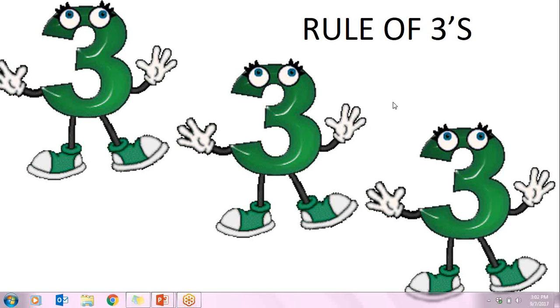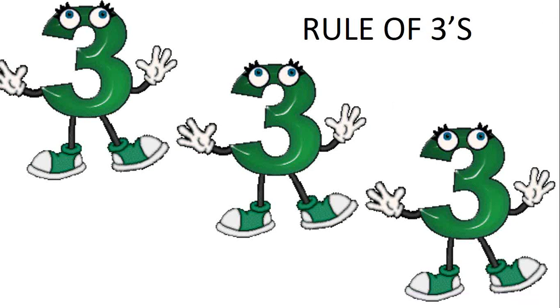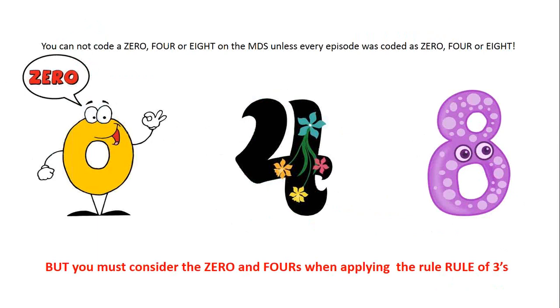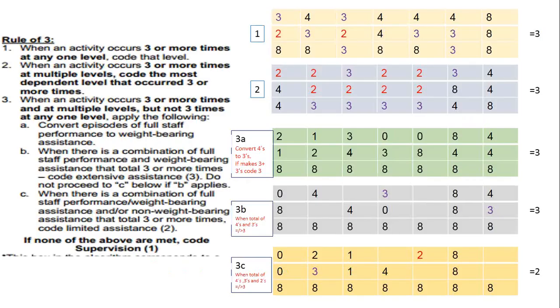So as discussed, we're going to talk about the rule of threes and the actual rule itself, as well as the algorithm that you are to refer to after you look at the rules. So the first thing to remember is that we cannot code 0, 4, or 8 on the MDS unless every episode of documented ADL performance was coded as 0s, 4s, or 8s. That being said, you still must consider those 0s and the 4s when you're applying the rule of threes. So simply because you can't put it on the MDS doesn't mean that those things don't count as levels.